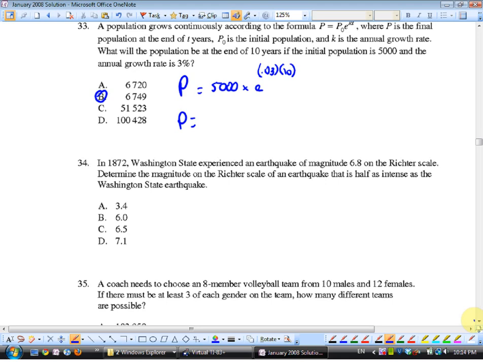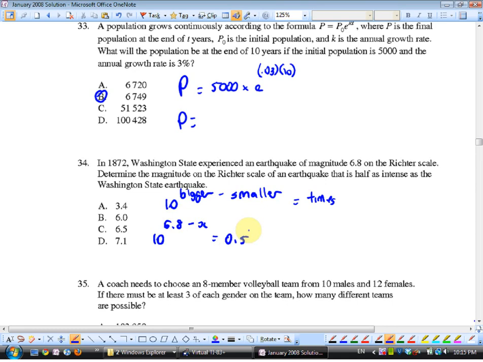In 1872, Washington State experienced an earthquake of magnitude 6.8 on the Richter scale. Find an earthquake that is half as intense as the Washington State. So what we've said is 10 to the bigger minus smaller equals how many times as intense. So we're going to go 10 to the bigger one, which is 6.8, minus x, the smaller one we don't know, but we know that it was 0.5 or half as intense.